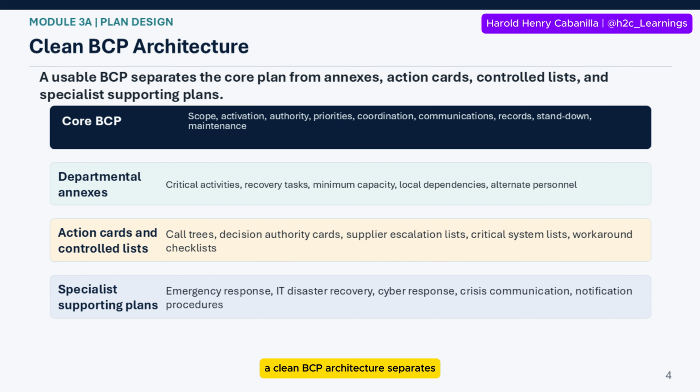A clean BCP architecture separates the core plan from the supporting material needed to execute and maintain it. The core BCP should remain concise enough to use under pressure and controlled enough to support governance. It defines scope, activation criteria, activation levels, authority, recovery priorities, key roles, dependency coordination, resource coordination, communication interfaces, records, stand-down design, maintenance triggers, and document control.